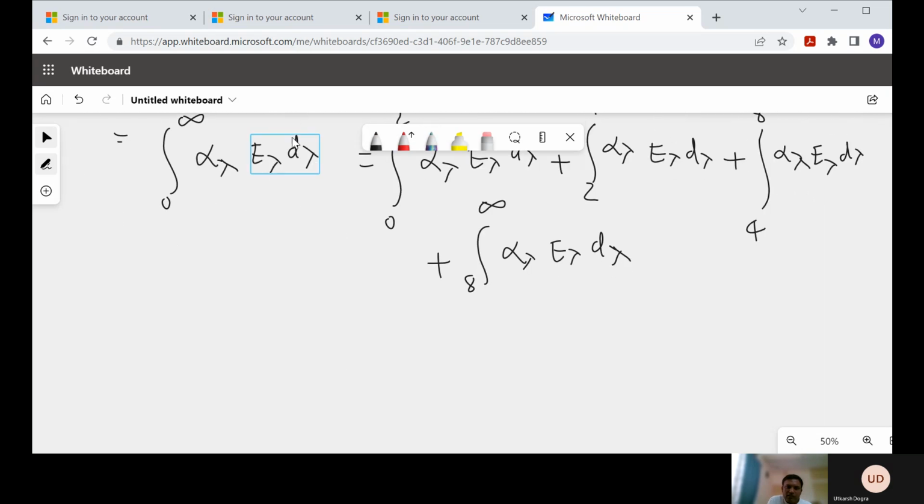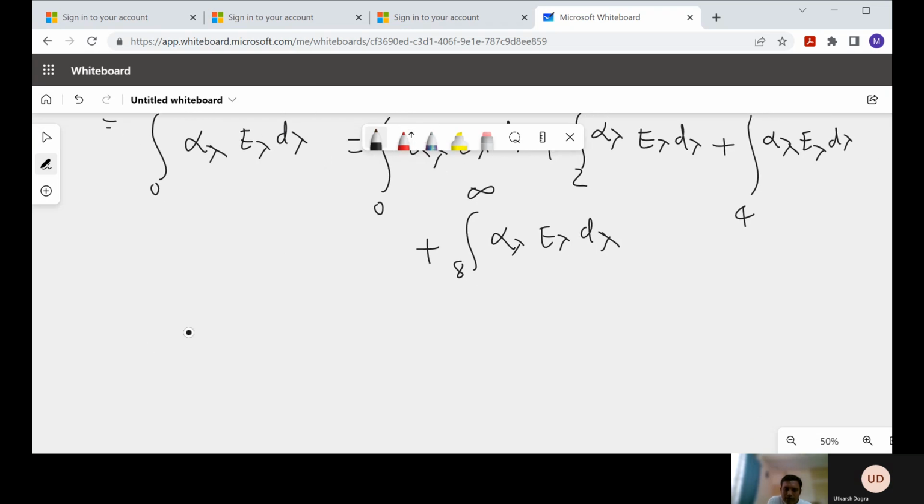Now if we put the values in this equation, what we are going to get is, alpha lambda for the 0 to 2 is what? Just 1, isn't it? So 1. Okay, maybe I'll just directly write it instead of wasting too much time on this. So 1 into 0 into 2 minus 0, that is what we are going to get for the first.